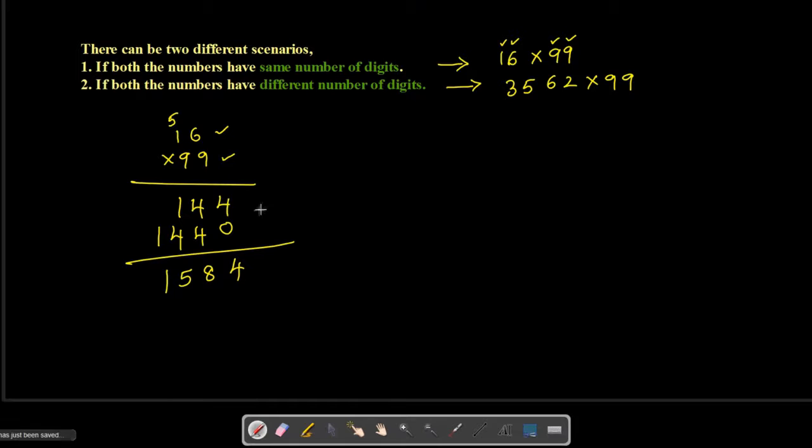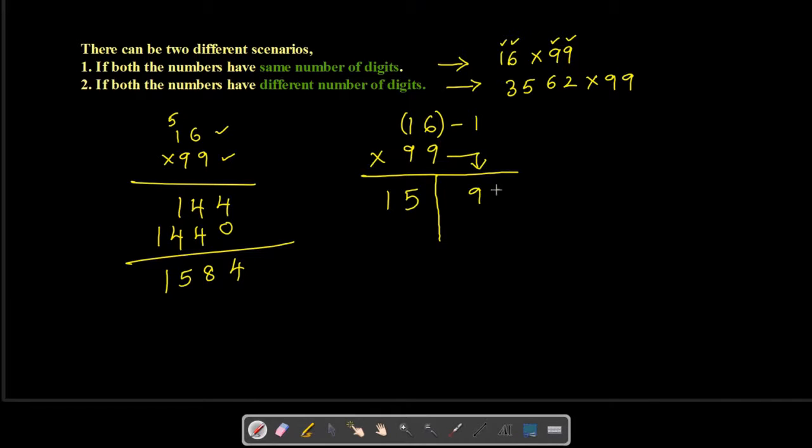But what if we have different digits or a bigger number? Let us see how we do it in the quickest method. Let me take 16 multiplied by 99. First, let's make a partition over here. First we write the upper number, and I subtract 1 from it. When I subtract 1 from 16, I get 15, and I write this 15 over here. Then I take this 99 as it is.